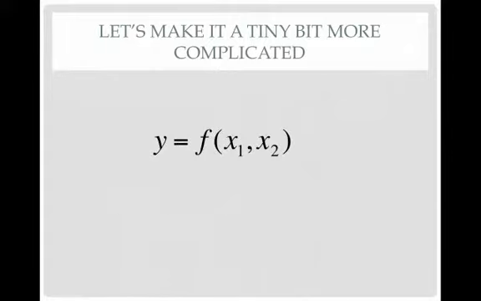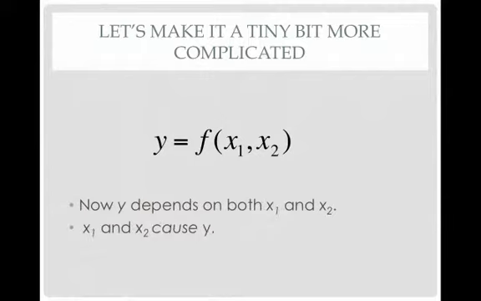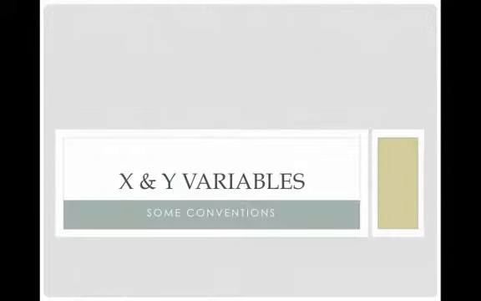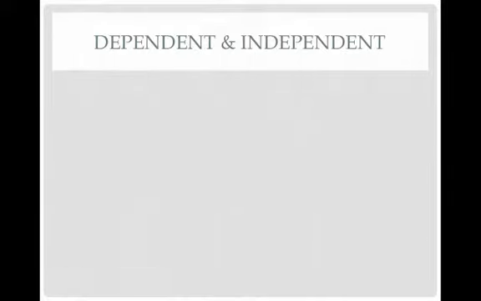Okay, I'm going to try one a little more complicated. So you have y is equal to f of x1 and x2. So y depends on both x1 and x2. And x1 and x2 cause y. X and y variables. Let's look at some conventions.